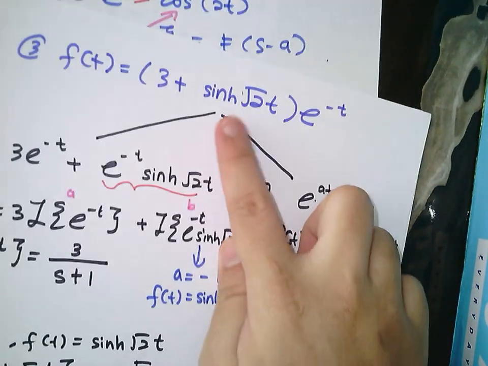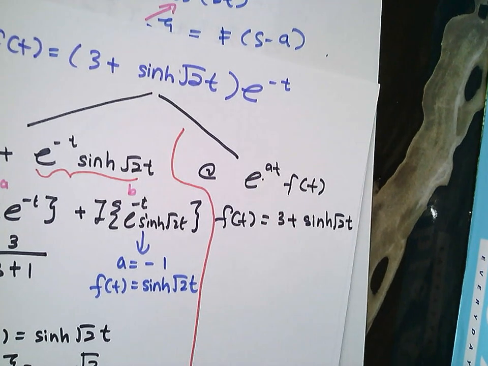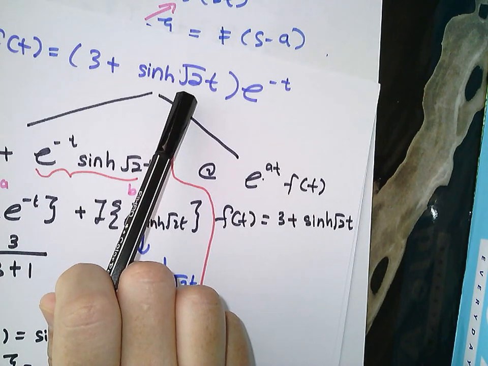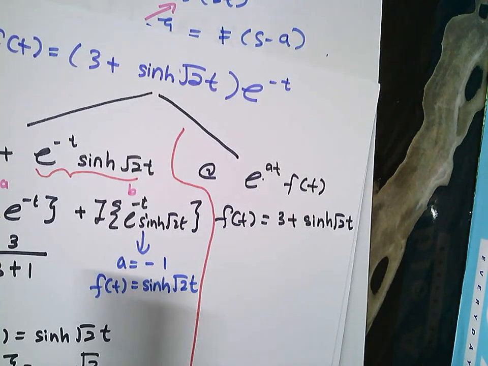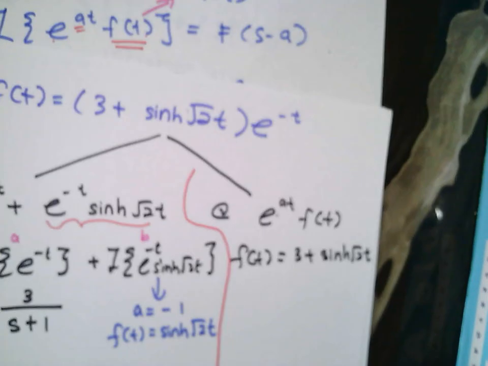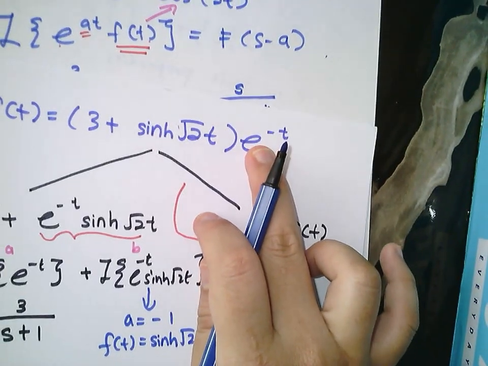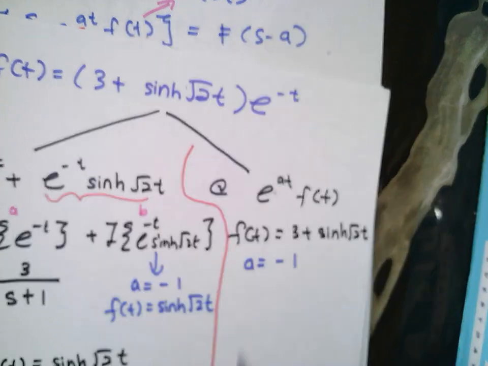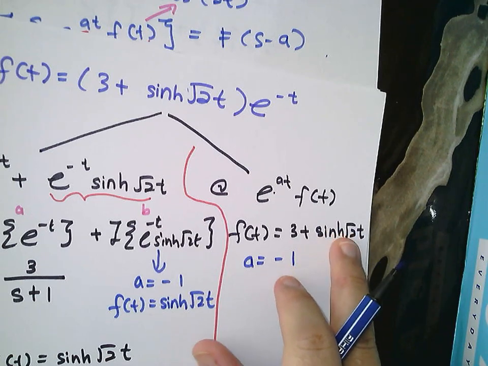expanding the function first. Okay, so the second one is by just assuming the whole function here as your f(t). We are using the same steps. First you need to define your a by referring to the power of the exponential function. So you still have the same a, where your a is equal to negative 1. Okay, but as for now your f(t) is equal to 3 plus sinh(√2 t).